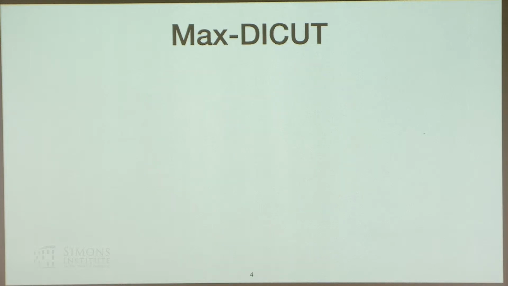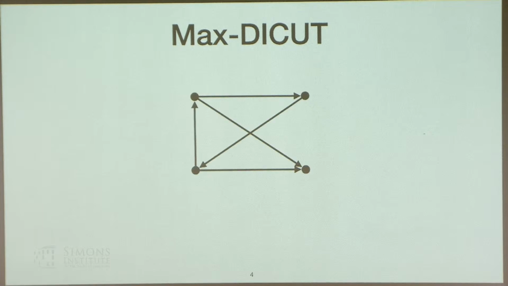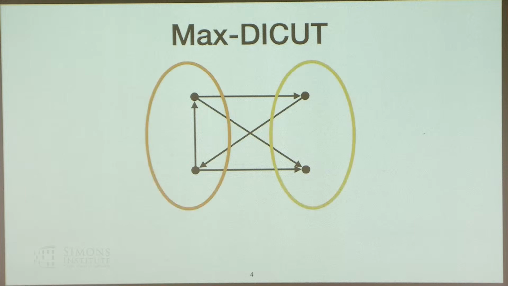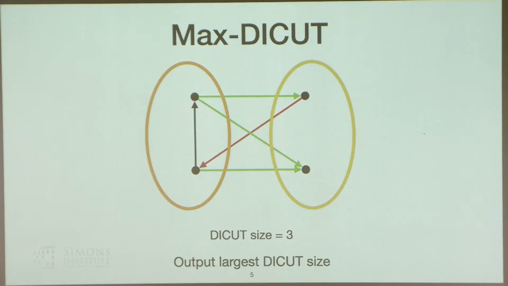The max-directed cut, or the Max-DICUT problem, is a related problem where you have a directed graph this time, instead of an undirected graph. And again, you're interested in a bipartition. But now you only count the edges that go in one direction. Let's say, in this case, just the forward edges, all marked in green, and that's the dicut size. And again, the goal is to output the largest dicut size.